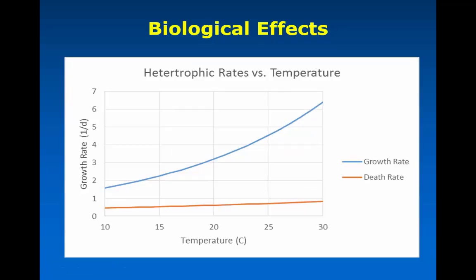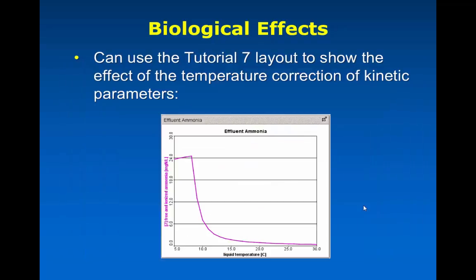So here, this is looking at just the heterotrophs. Here we're looking at growth rate versus death rate. And you can see that they both, of course, are adjusted for temperature, but the growth rate is affected quite a bit more than the death rate is. So both of these things will be changed when we go to different temperatures in GPSX, and you'll be able to see the effects in the change in the mixed liquor and the change in the amount of treatment that's happening.